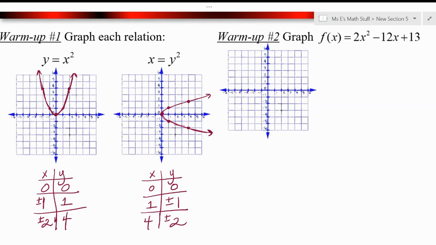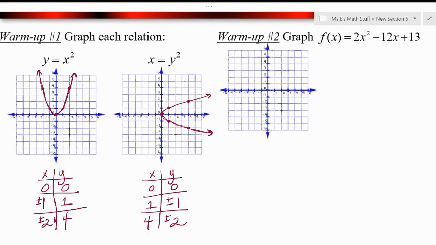And then language: some people might think it's strange that I call x equals y squared a function since it quite obviously fails the vertical line test. But we would say x equals y squared is a function of y, because it passes the horizontal line test. There we go. Okay. Anyway, so you have a new parent function, basically.